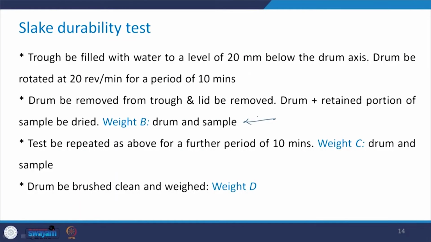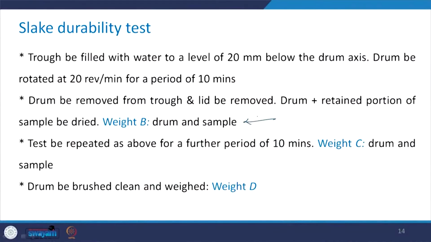Now, the drum is removed from the trough and the lid also is removed. So, the drum plus the retained portion of the sample is dried. That is going to give me another weight, that is weight B.